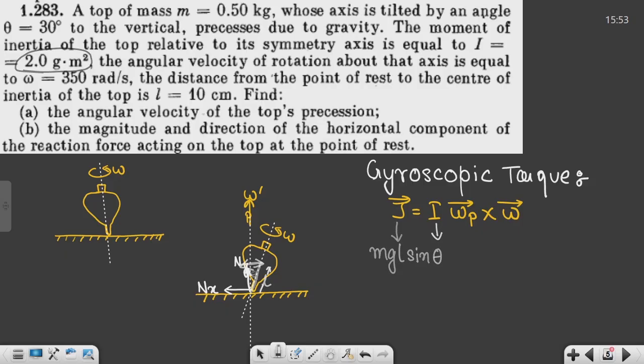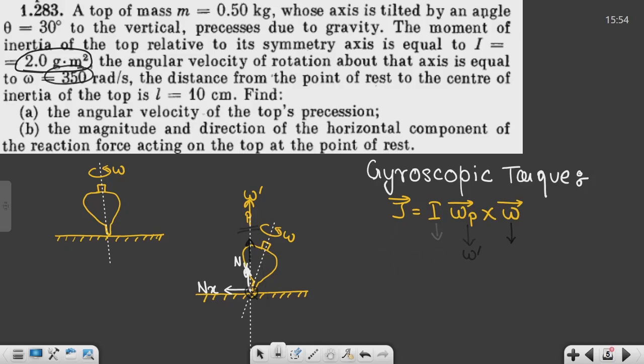And see, what is the direction of torque? If you see properly, mg is pulling downward. What is the direction of the torque? The torque vector is along this axis, isn't it? So the torque is along this axis, angular velocity of precession is along this axis, and angular velocity of rotation is along this axis. So this is the perfect setup for gyroscopic torque. I is given, omega p is omega dash, and omega is already given in the question, 350 radians per second.